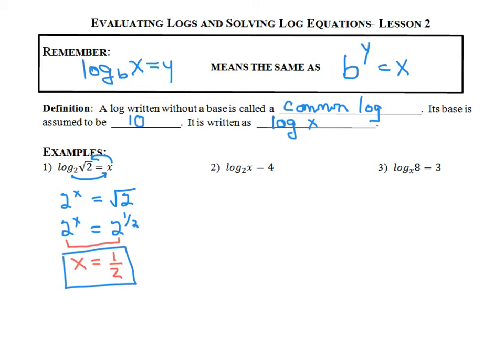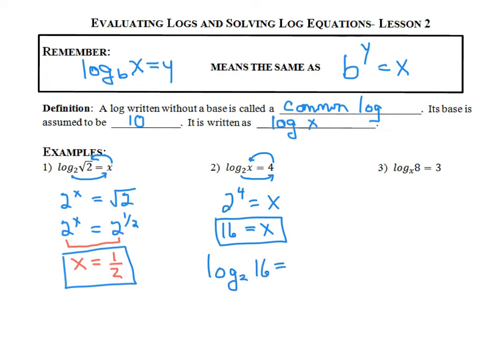Let's try number 2. So again, drawing in the arrows, I'm going to say 2 raised to the 4th is equal to x. This is a nice easy one to solve because the x is already isolated. So 2 to the 4th power, of course, is 16. So I get that my answer is x equals 16. So again, I would write that then as log to the base 2 of 16 does equal 4. So my answer for x is 16.